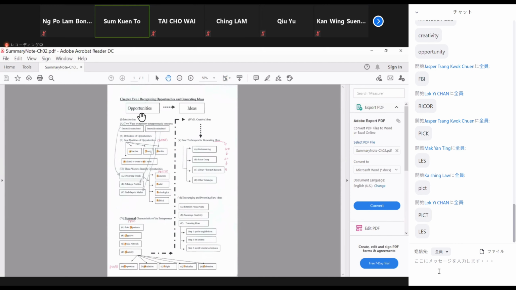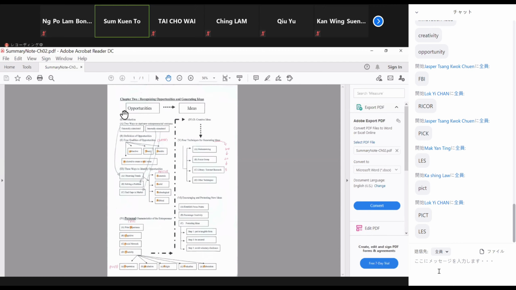On the left hand side, which is recognizing, by the way, everybody sees the PDF, right? If I did a stupid thing and didn't show anything, let me know. So if I didn't hear from any of you, I presume that you are seeing what I'm showing on my computer. So on the left hand side, we have the topic about opportunity. And then on the right hand side, we have the topic about idea.